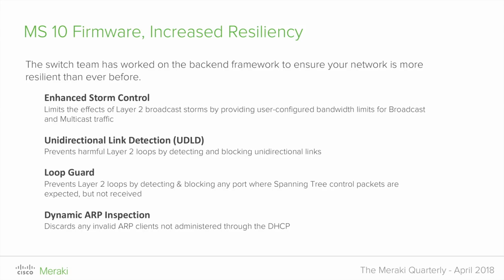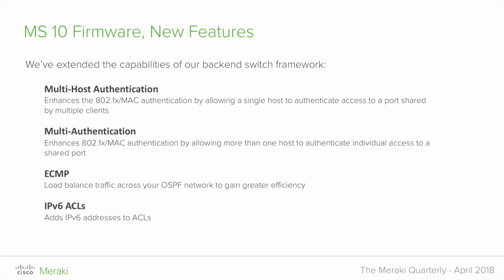UDLD to prevent those loops caused by possibly bad cables, unidirectional links, loop guard, and further enhancement on that spanning tree side to protect and block any ports that can cause those loops. And then dynamic ARP inspection, so making sure that there is no ARP poisoning in your network, so there's no MAC spoofing and stuff like that to increase that resiliency throughout your network.